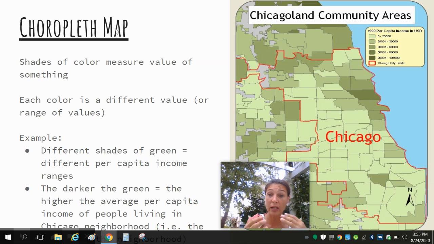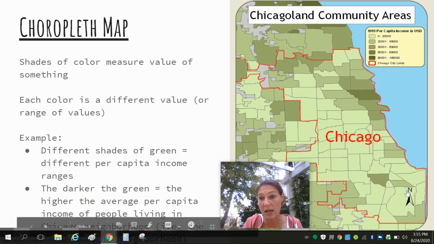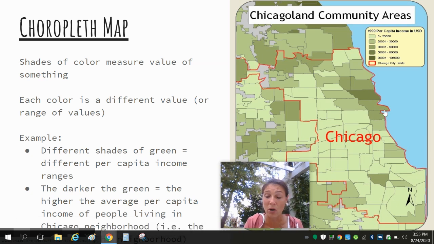And then again, you would look at this to identify patterns. You might already know this, but the west and the south side of Chicago tends to be the least wealthy, and the North Shore and the northern part of Chicago tends to be the most wealthy. And this map supports that conclusion if you already went into this slide knowing that to be true about Chicago.